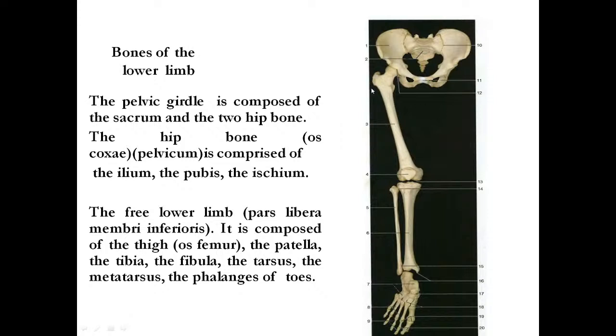The free lower limb, pars libera membri inferioris, this is Latin, is composed of the thigh, os femur, the patella, the tibia and fibula, the tarsus, the metatarsus, and phalanges of toes.